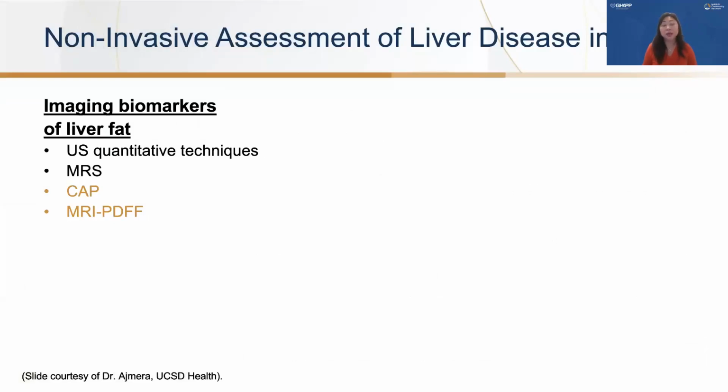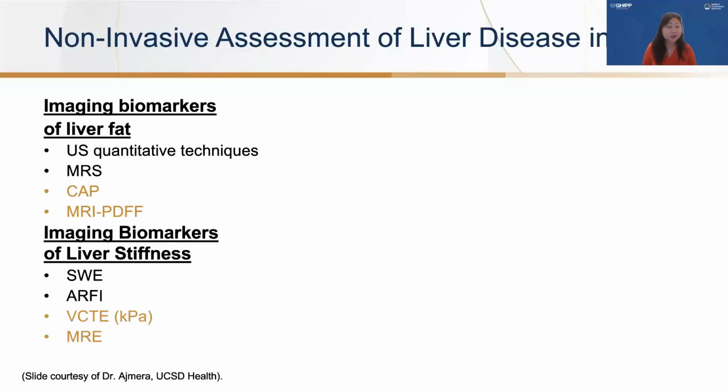So NITs are either imaging-based or lab-based. So we will only focus tonight on those NITs that are highlighted in gold. So starting on the top left, these are your imaging biomarkers for fat assessment. You can do this using an ultrasound quantitative technique, or an MRI study. The CAP score is part of your FibroScan test, and MRI PDFF is part of your MRI study.